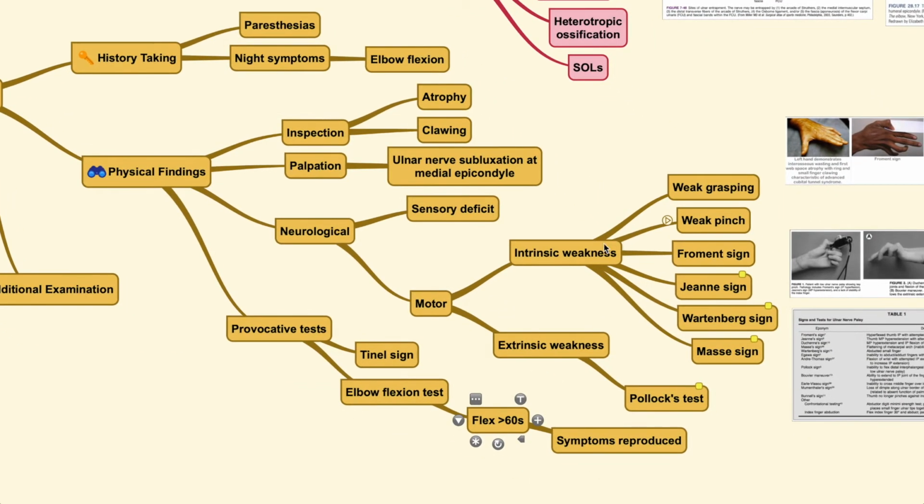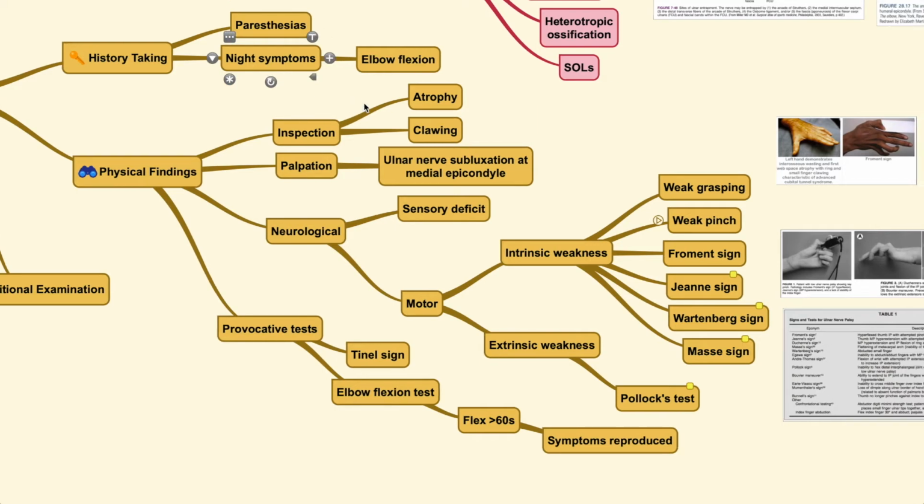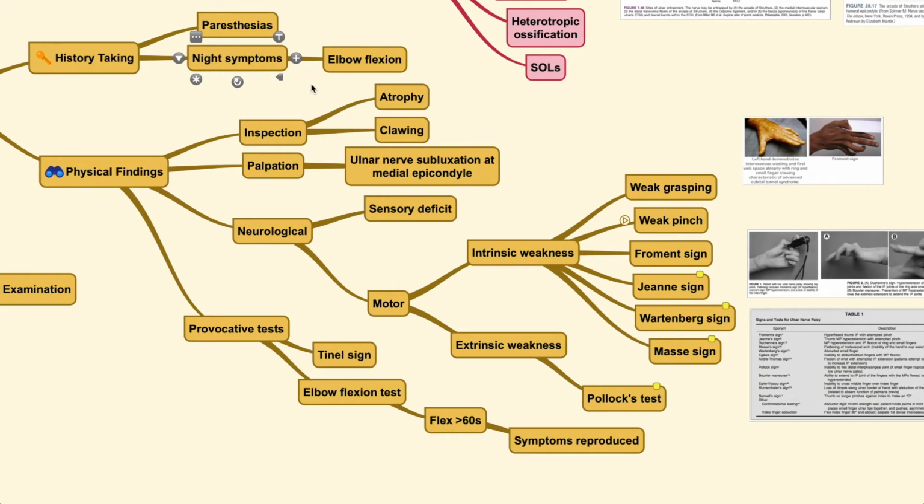First, you need to know that when the nerve is compressed, you could find sensory disturbances such as paresthesias. You could also see night symptoms, because while we are sleeping, our body assumes a certain posture of elbow flexion and wrist flexion. This elbow flexion actually increases the tension on the ulnar nerve, and therefore the patient may present with night symptoms.